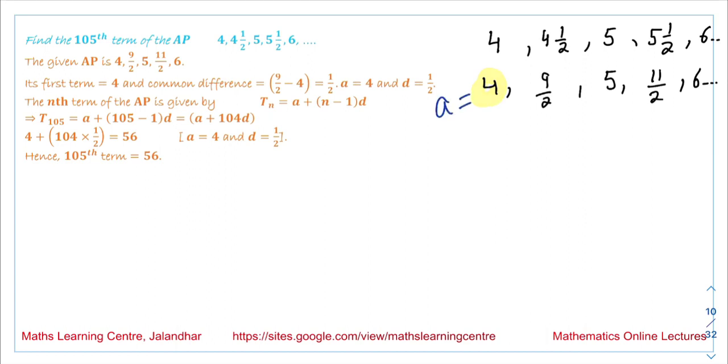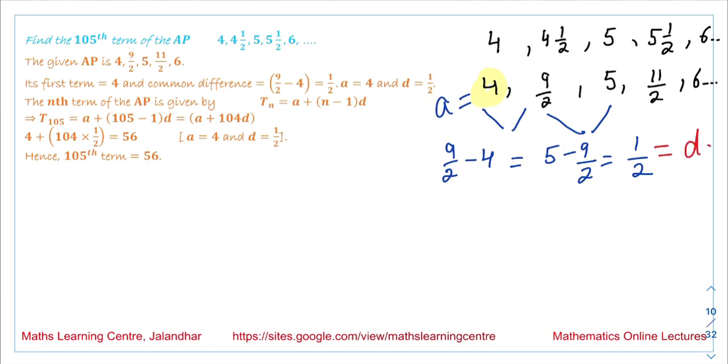The common difference, you can subtract any of these values. Suppose I subtract 5 minus 9 by 2, or you can subtract 9 by 2 minus 4. In all these cases, the answer is 1 by 2. So this is the value of D. We need not find the general term. We have to calculate the 105th term.